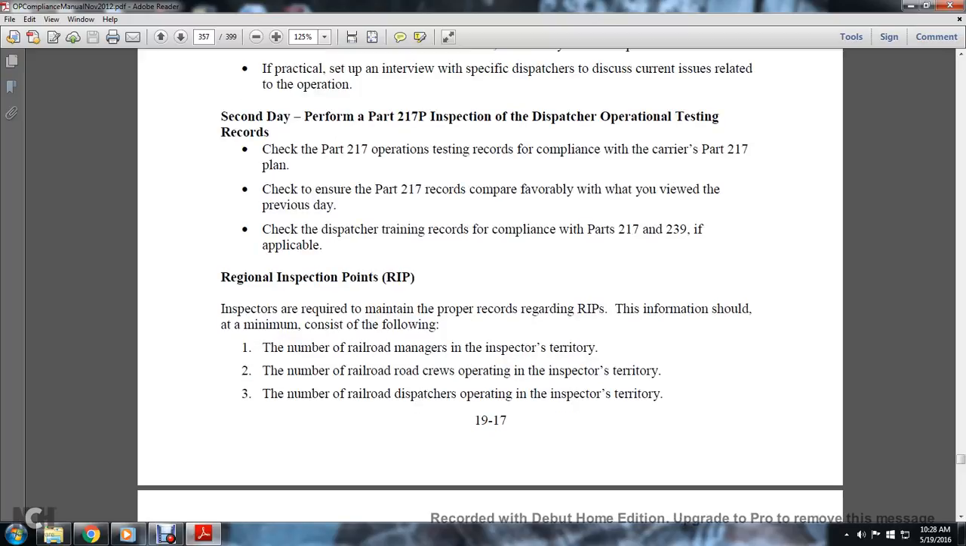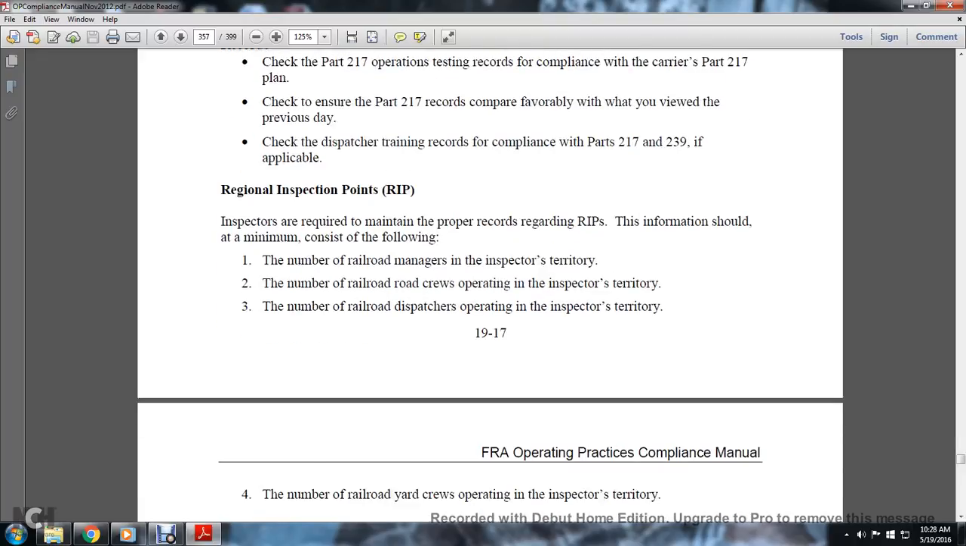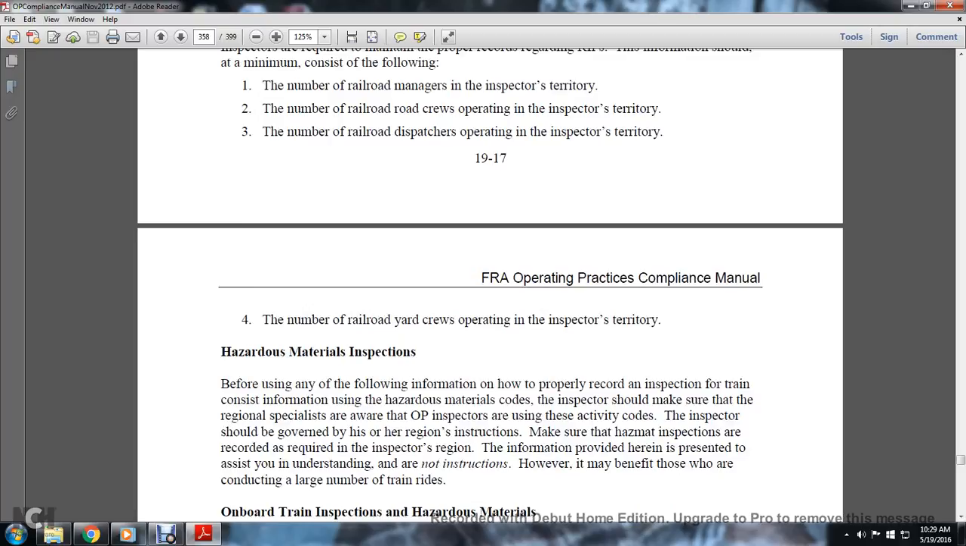Regional inspection points. Inspectors are required to maintain a proper record of the regional inspection points. This information shall at a minimum consist of the following: the number of the railroad managers for the inspected territory, the number of the railroad crews operating within the inspected territory, the number of the railroad dispatchers operating in the inspected territory, and the number of the railroad crews operating within the inspector's territory.